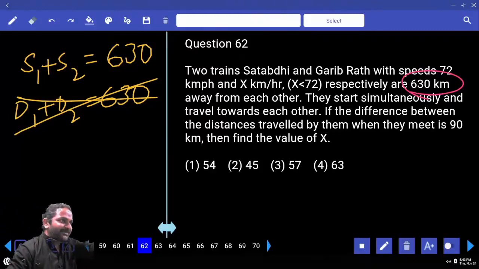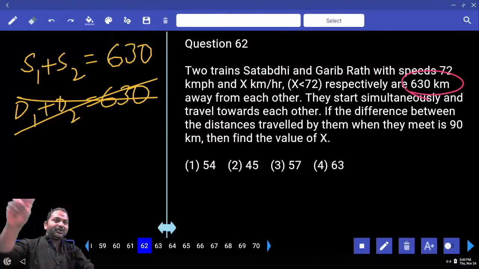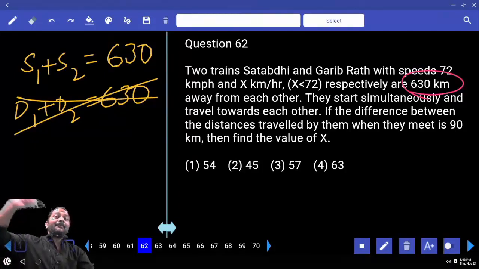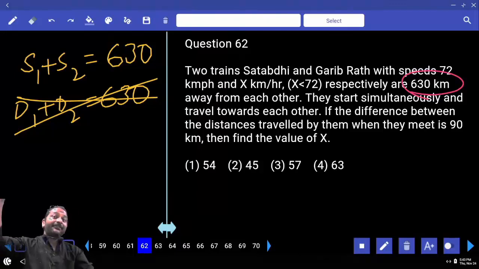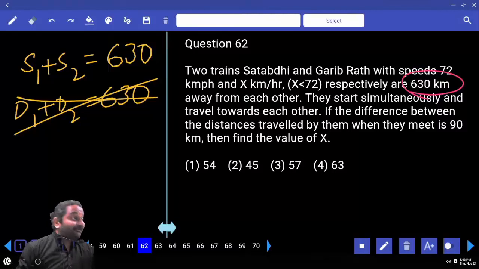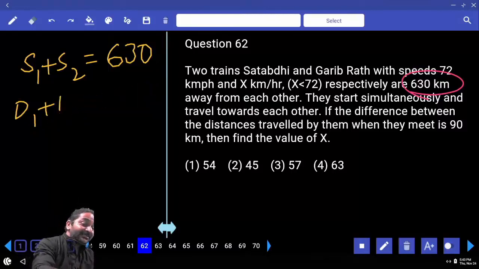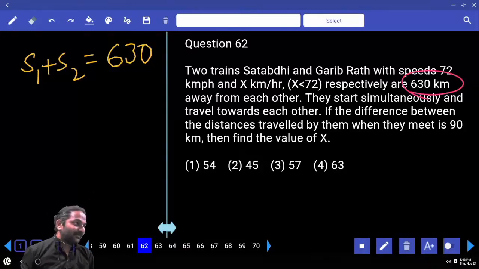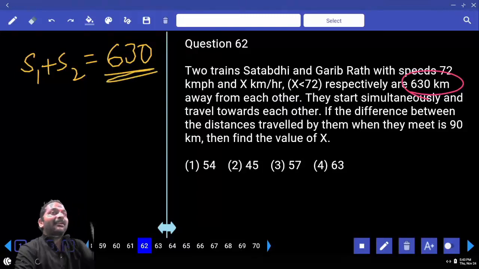I think yesterday or the day before yesterday itself we discussed. If there are two different persons traveling with two different speeds, and if they travel for the same time, the one who maintains the more speed will cover more distance. Understood? If time is constant, distance is directly proportional to speed. So in that case, I can say S1 plus S2 is equal to 630, right? But I will not say kilometer per hour. If you say kilometer per hour, this is the distance covered by both in 1 hour.